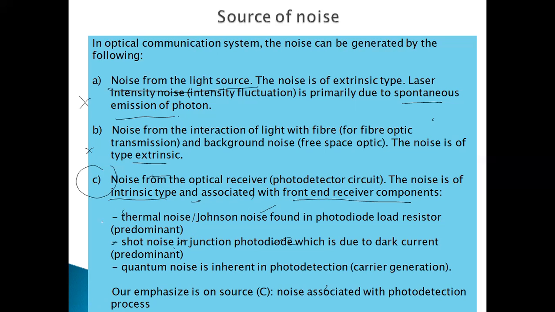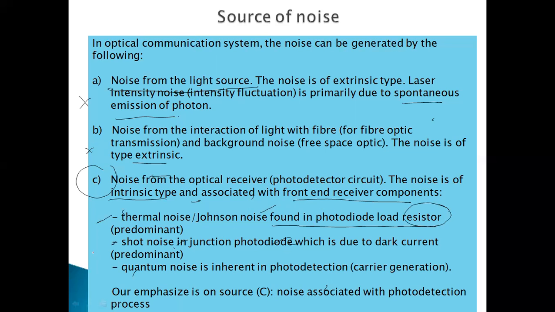The first one is what we call thermal noise, also known as Johnson noise, which is found in the photodiode resistors. That's why I mentioned just now that when you have a higher load resistance value, the effect will be a reduction of the bandwidth. Sorry, when we have lower load resistors, the noise will be increased. This is what we're going to see later on.